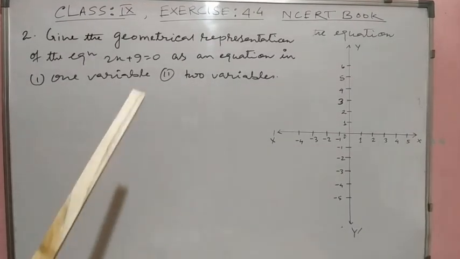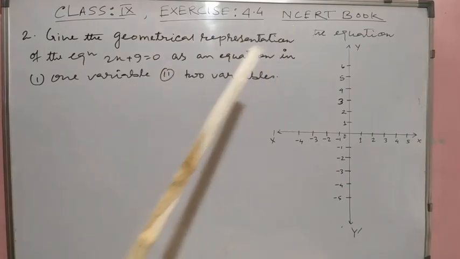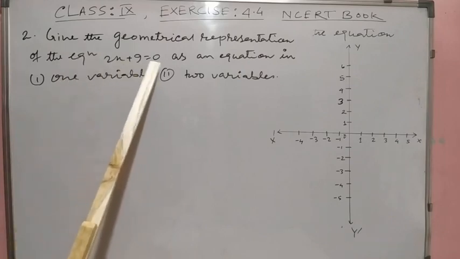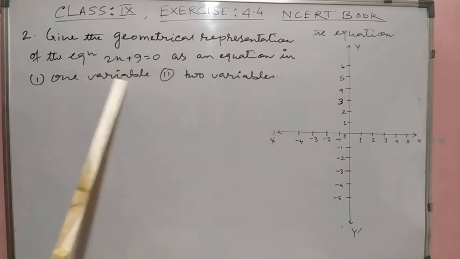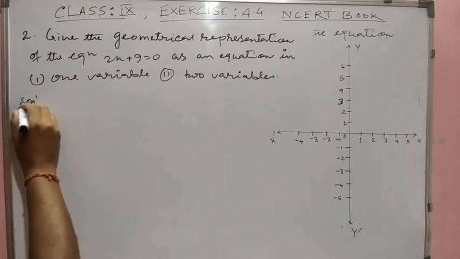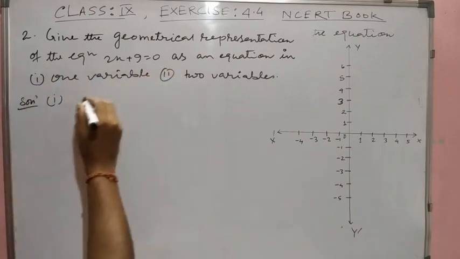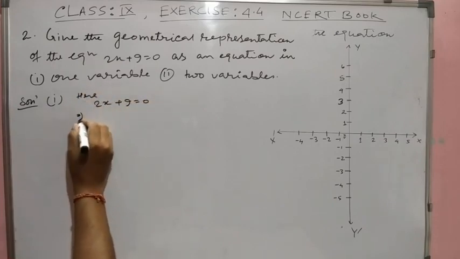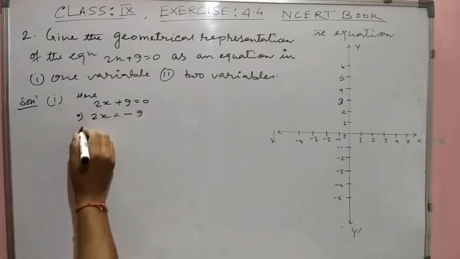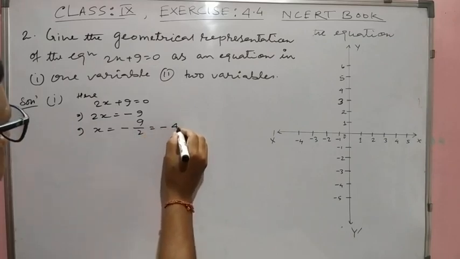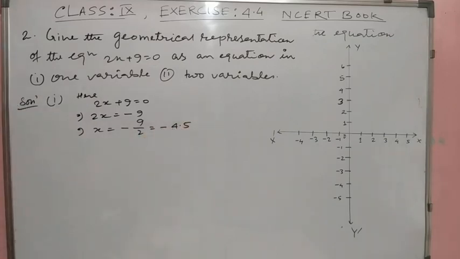Now see question number 2 of the exercise 4.4. Give the geometrical representation of the equation 2x plus 9 equal to 0 as an equation in one variable and as an equation in two variable. Similar question. So let us see first solution. Here 2x plus 9 equal to 0. This implies that 2x equal to minus 9. This implies that x equal to minus 9 by 2 equal to minus 4.5.